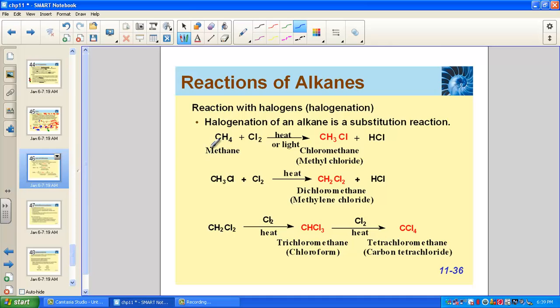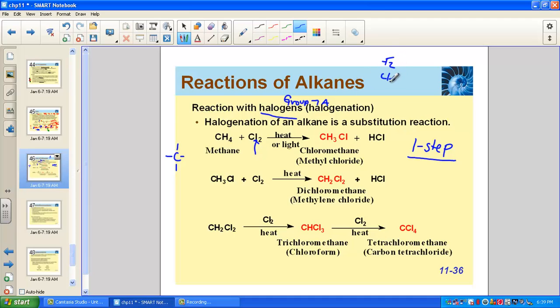A second type of reaction discussed in our chapters is that with a halogen. These are those elements found in group 7A. Fluorine, bromine, chlorine, iodine, those halogens are found in group 7A. When we think about halogenation, it's a simple substitution. It occurs one step at a time. Take a simple methane molecule, CH4. CH4 reacts with a halogen, such as chlorine.